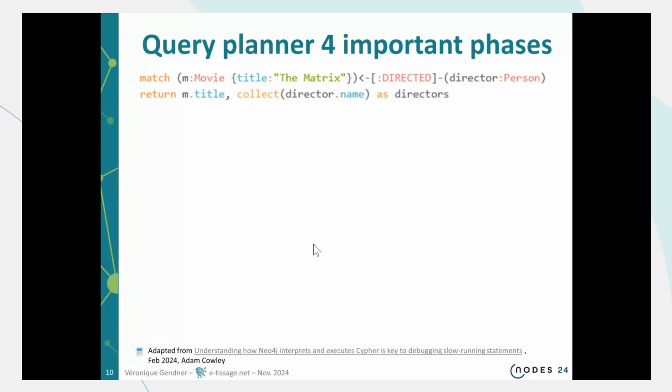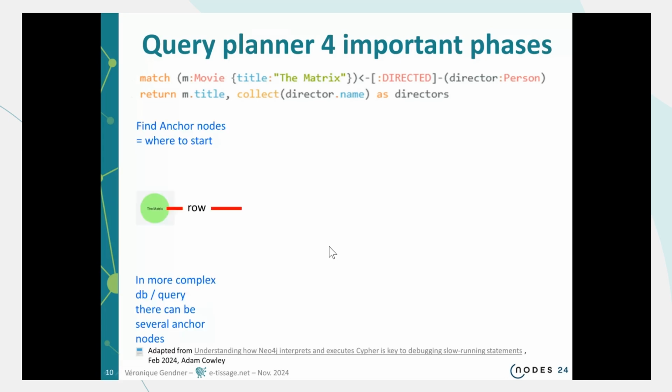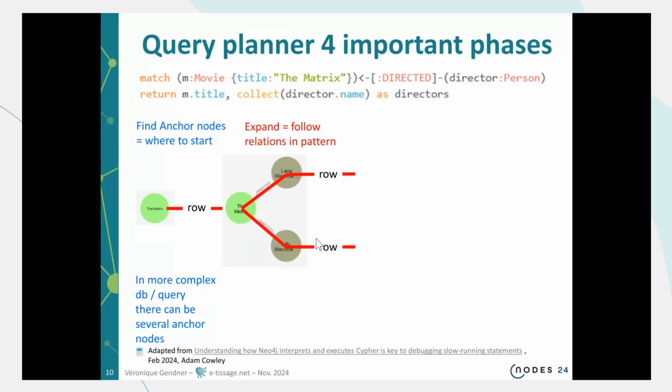This is a very important part to figure out. As an example, let's take a simpler query that produces the title of the Matrix movie and just the list of its directors. The first thing the planner does is find anchor nodes, that is, nodes from which it makes sense to start the search. In this case, we only get 1 anchor node, but in more complex databases or queries, there can be several anchor nodes. Then comes the expand phase that consists in following relationships as specified in the Cypher pattern.